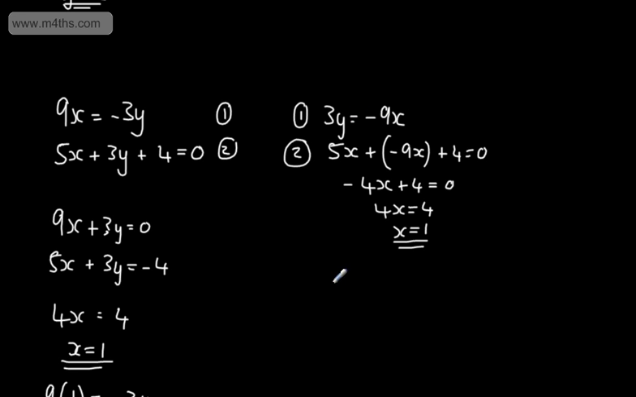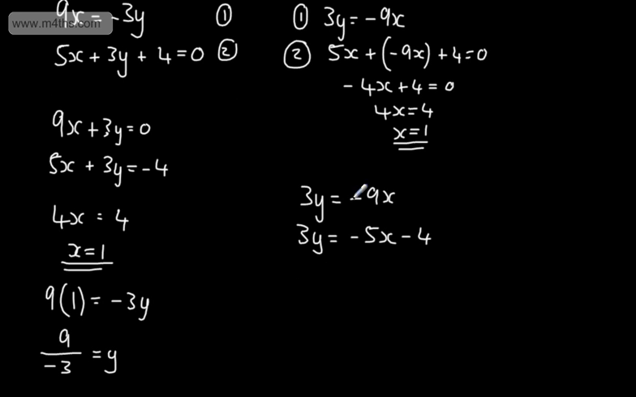An alternative approach is to get an expression for 3y. So what I could write is that 3y is equal to negative 9x. And also with this one now, 3y is going to be equal to negative 5x subtract 4. We could then go ahead and set these equal, as I've got an expression for 3y. So from here, negative 9x is equal to negative 5x and then minus 4. Adding 4 to both sides and adding 9x, 4x is equal to 4, x is equal to 1.